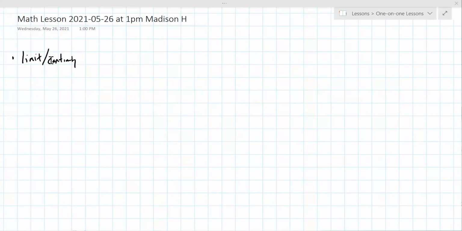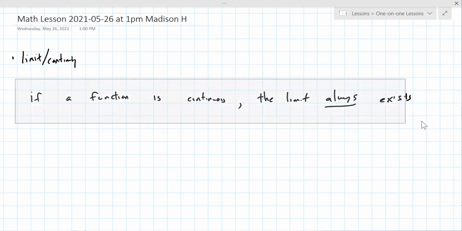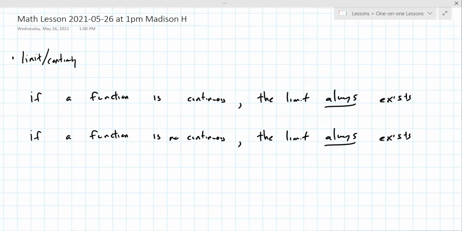You asked me something about limits and continuity, and it goes like this. If a function is continuous, the limit always exists. The problem is if it's not continuous, it sometimes exists. And we can talk about each of those examples.